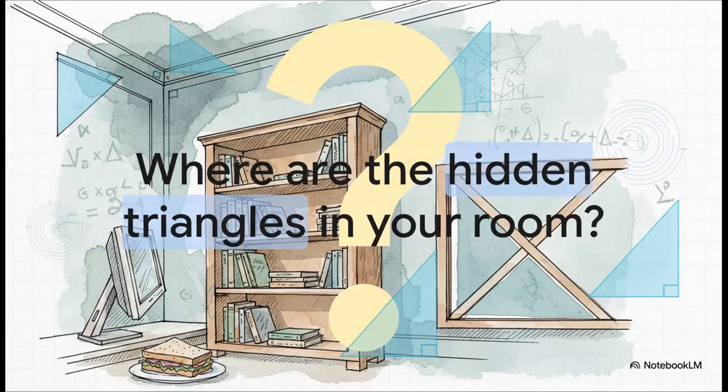So, as we wrap up this journey, spanning from 600 BC all the way to the sandwich sitting on your plate, I want to leave you with a bit of a challenge. Look around your room right now. Seriously, look at the corners of your ceiling, the tilt of your computer monitor, maybe the diagonal metal brace holding up your bookshelf. Where are the hidden right-angled triangles holding your world together? Because I promise you, once you start seeing them, you realize that with just a little bit of ancient math, you can measure absolutely anything.